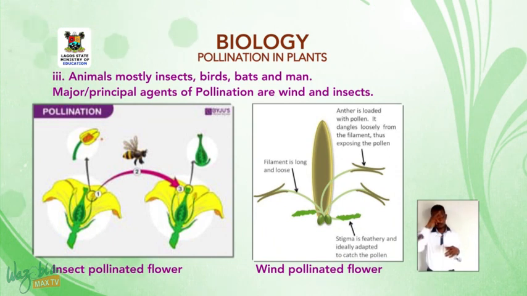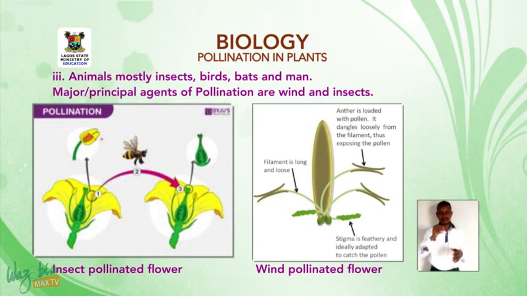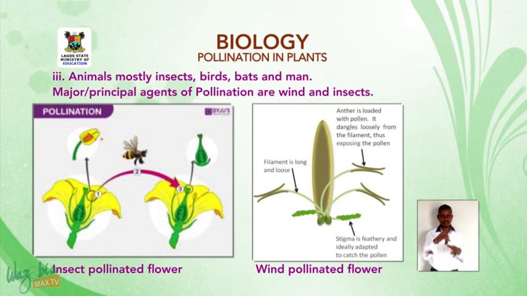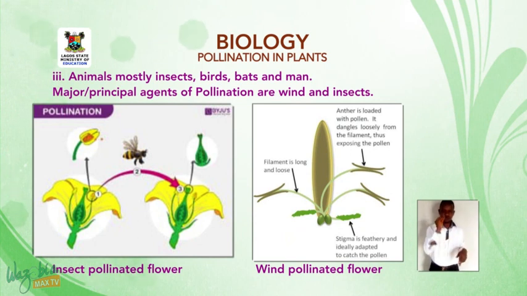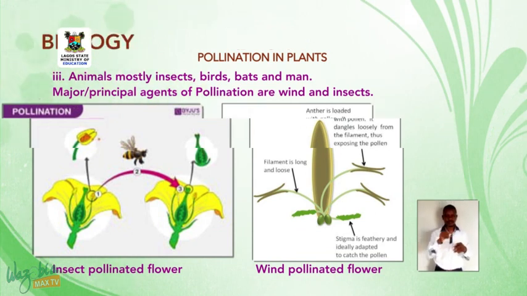Look at the picture. Out of these agents, we have major agents or principal agents of pollination, which are wind and insects. Look at the picture of wind-pollinated flower and insects pollinated flower. Note your observation. We will go on break now and we'll be back shortly.